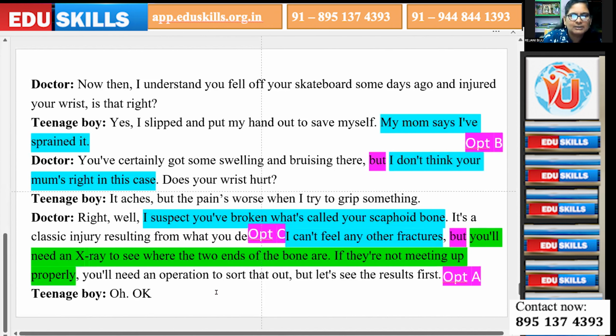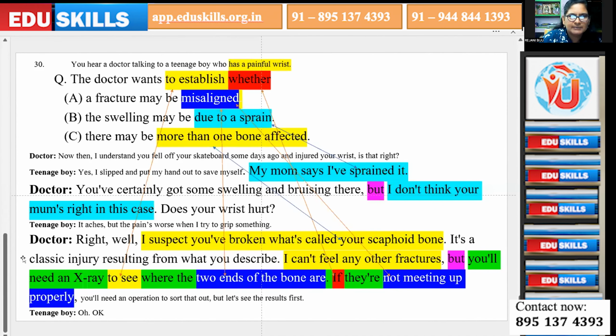Okay, if they are not meeting up properly, that means not aligned. Here you can see, to establish, it is given to see whether, if they are not meeting up properly. Misaligned means not meeting properly. See the synonyms, and how nicely synonymous language can be applied here. Due to sprain, we have already eliminated that because the doctor is telling that that's not the reason. She doesn't think that it is the reason. Again, more than one bone affected, we have seen that only one bone, the scaphoid bone. Hope it is clear to you.